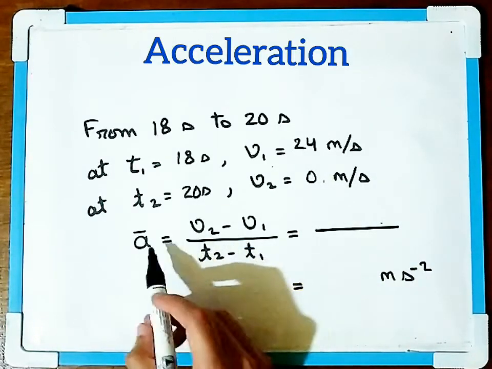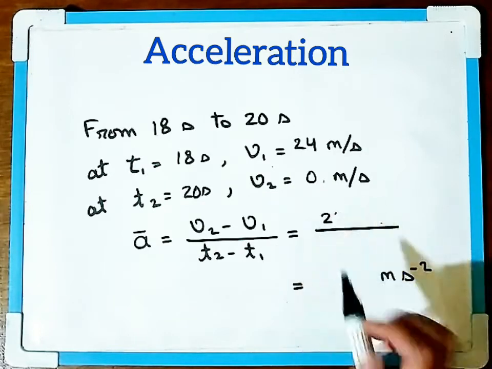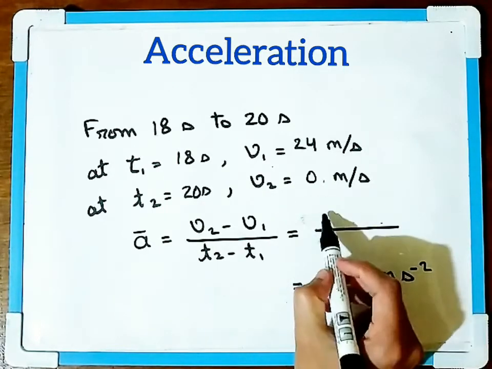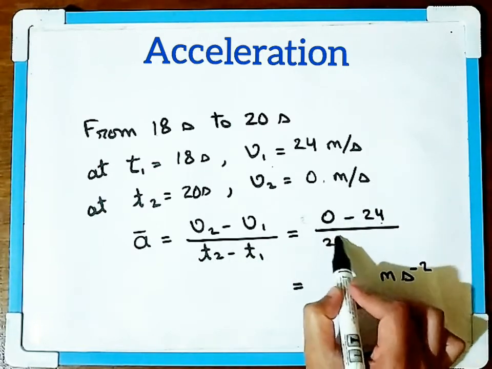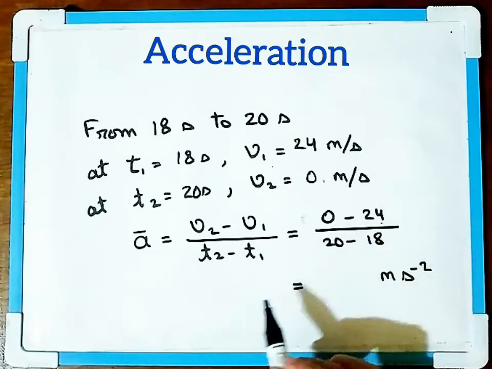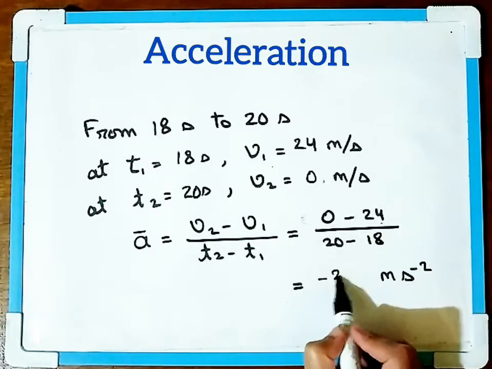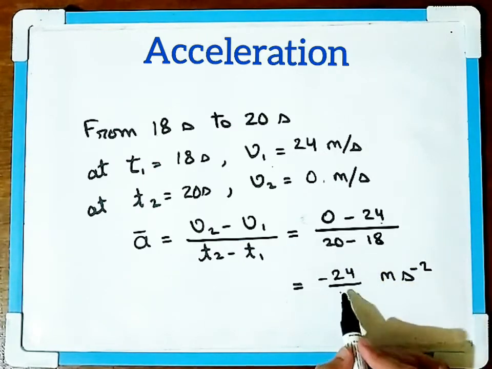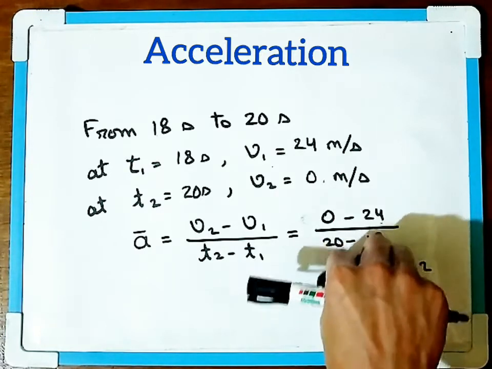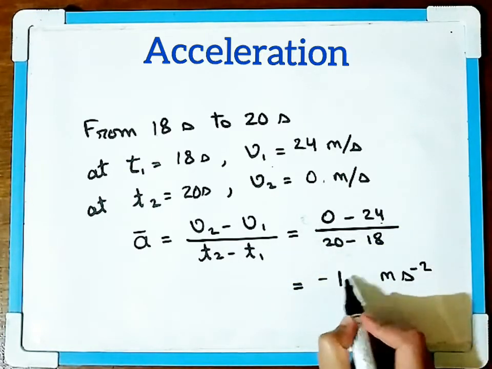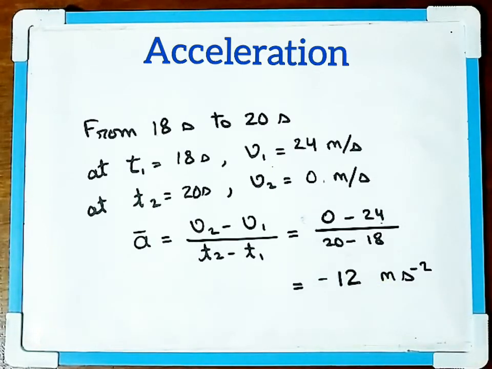Then putting the values, we get v2 equal to 0, v1 equal to 24, t2 equal to 20, t1 equal to 18. So you'll get minus 24 divided by 20 minus 18, which is 2. So 24 by 2 gives 12, so here we have minus 12. So the average acceleration is equal to minus 12 meter per second square. Minus here indicates that the acceleration is a negative acceleration.